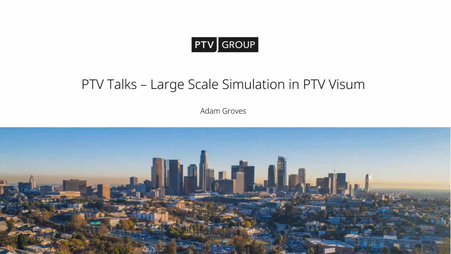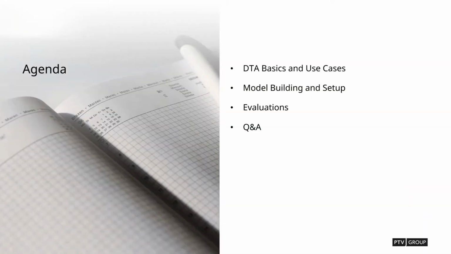So as part of today's presentation, we're going to actually walk through in the software setting up a simulation model from scratch. Before we start that though, we're going to do a little bit of background information. We're going to go through first DTA basics as well as some use cases. Then we're going to go through building the model, getting everything set up, actually running a simulation, look at some of the evaluations you can get out of the model, and then go through a Q&A.